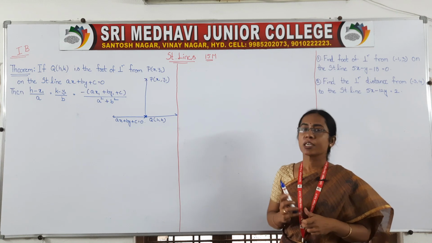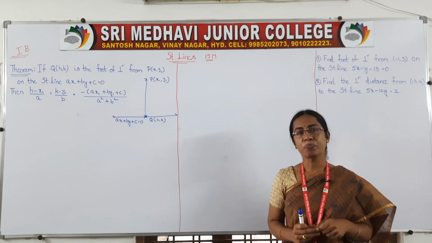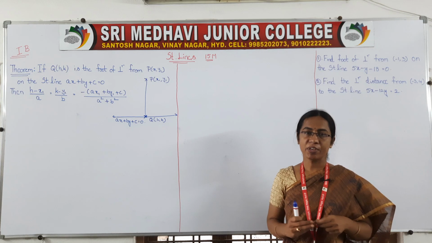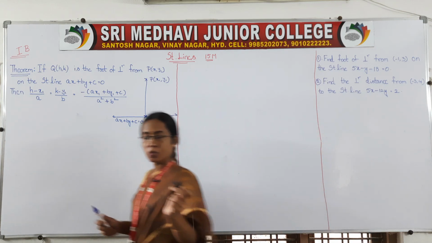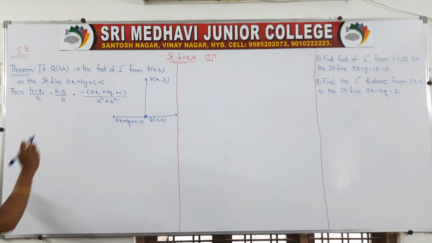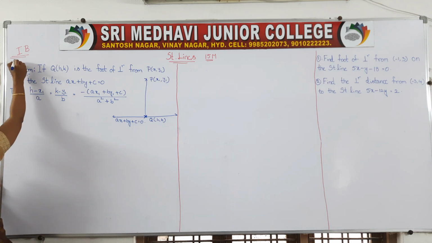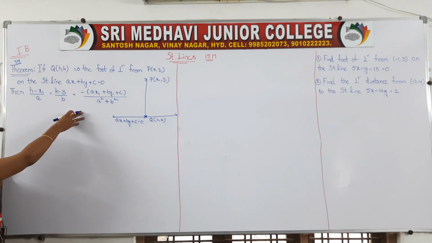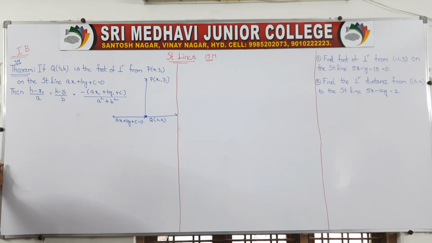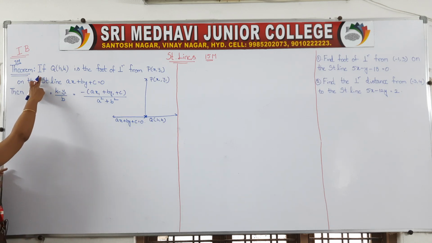So today we will solve one theorem, the most important theorem, a 7 marks theorem, right? Be attentive for this theorem, from the beginning to the end. Theorem means they will give some statement and we have to prove that theorem. So what is the statement of the theorem?